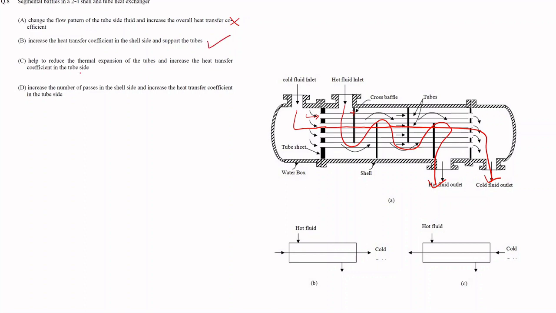Option B is correct. Now, the next option: help to reduce the thermal expansion of tubes and increase the heat transfer coefficient on the tube side. No, the baffles won't affect the thermal expansion of tubes. Even in the presence of baffles, thermal expansion will occur. Option D is: increase the number of passes on the shell side and increase the heat transfer coefficient on the tube side. So option D is also incorrect. Option C is also incorrect.